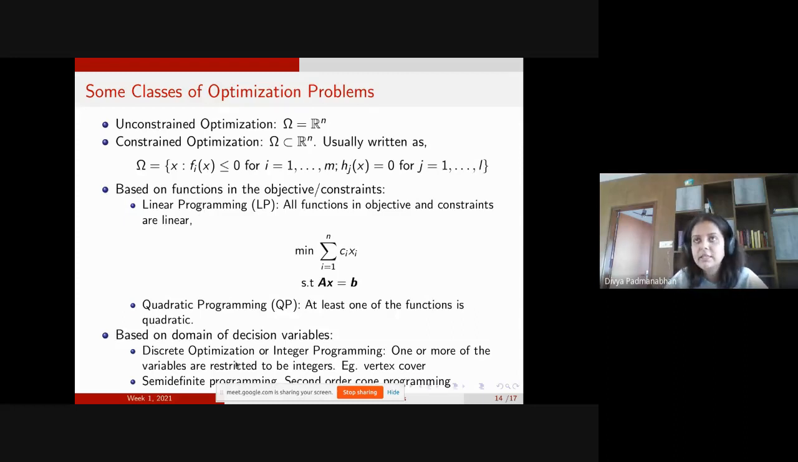It's not that these classes are such that if it is in one, it's not in the other. For example, a linear program is a constrained optimization problem. And even integer programming is a constrained optimization problem, but with integer constraints. So what we are going to look at is a general technique for unconstrained and constrained optimization.